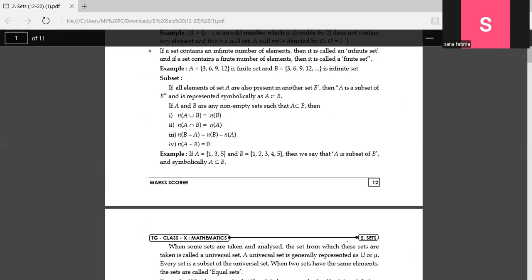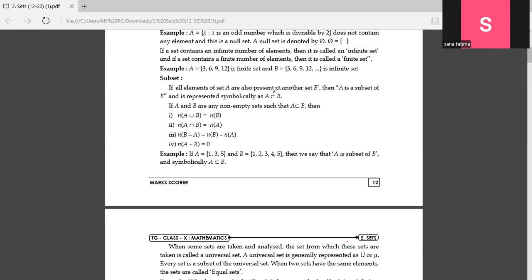Small examples are there. Let us see. If all elements of set A are also present in set B, then A is a subset of B. Symbolically, it can be written as A ⊆ B. It is read like this: A is a subset of B. It means, listen carefully, if B has all the elements of A, all the complete elements of A are there in B, then we call A a subset of B. Symbolically, we write that as A ⊆ B.